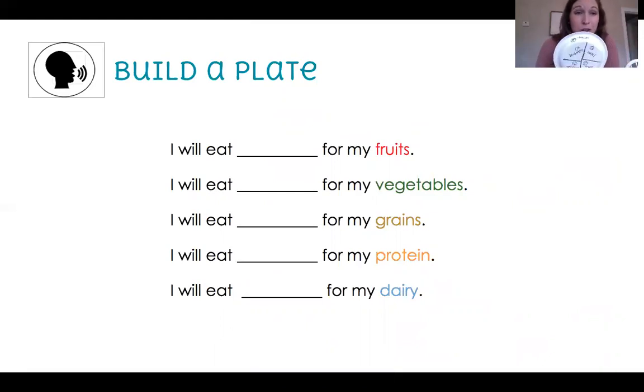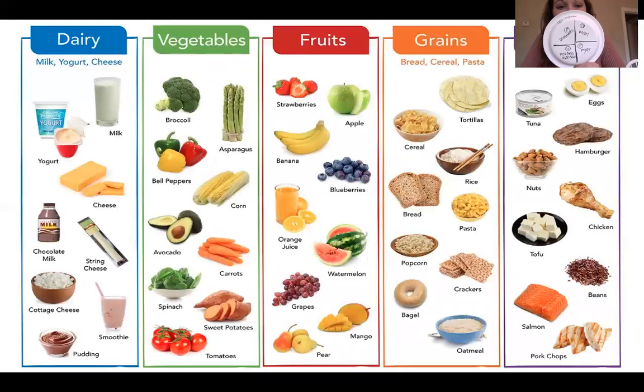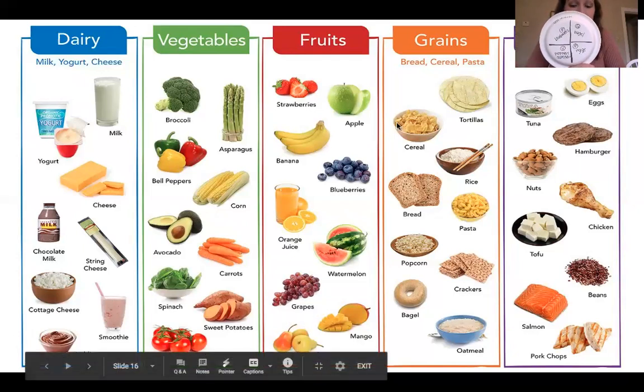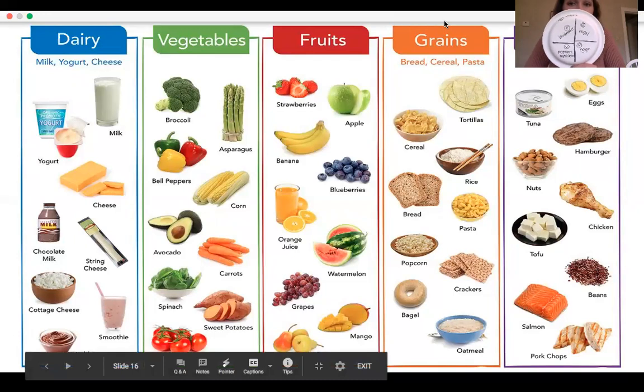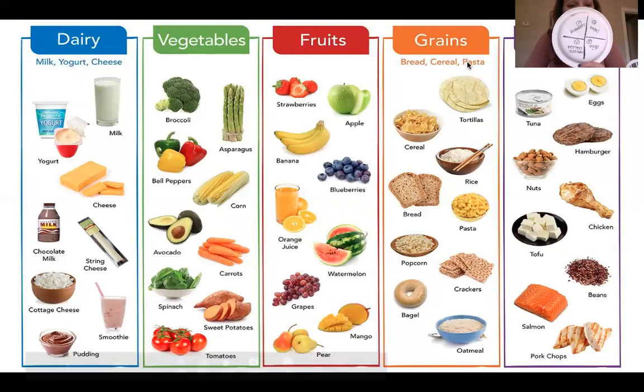Now it's your turn. You can pause the video, and I want you to build a plate. Decide what meal that you will be planning and fill it with all your favorite things. When you're ready to practice your speaking, you can unpause the video.